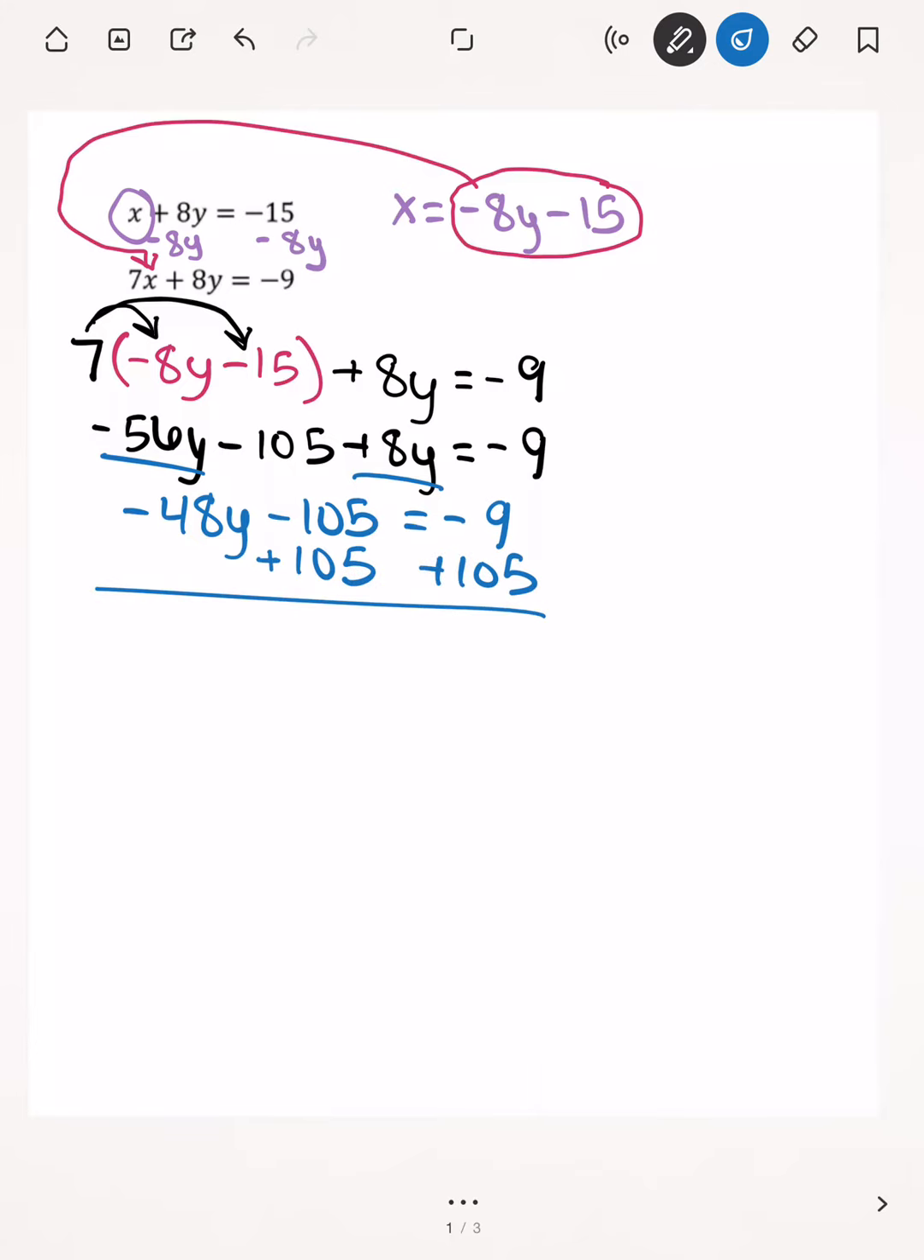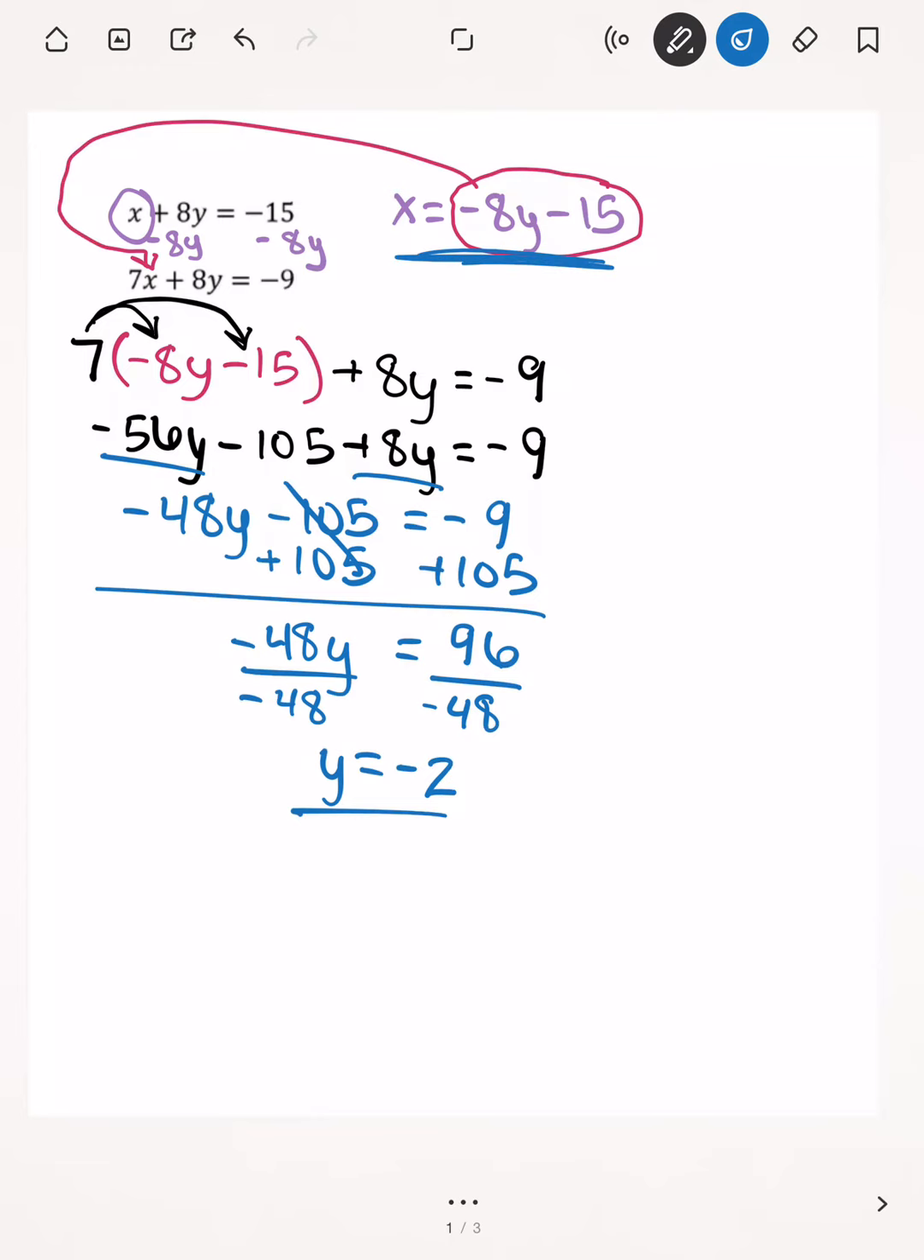This is where we have to be careful. Negative 9 plus 105 is a positive 96. I have negative 48y. To solve for y, I need to do the inverse operation and divide by negative 48. So y equals 96 divided by negative 48, which is negative 2. Now that I have solved for this variable, I can plug it back into this equation to solve for x.